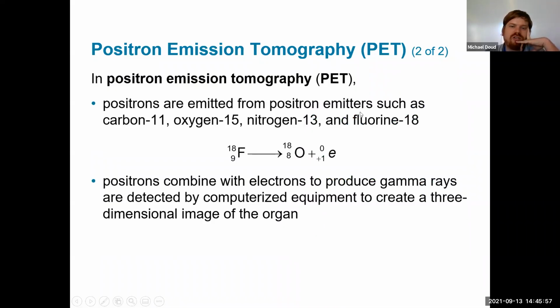Yeah, so the main way that you do this is you have positron emitters like carbon-11, oxygen-15, nitrogen-13, and fluorine-18. These positrons combine with electrons, and as I mentioned, positrons are the antiparticle of electrons. So when they hit each other, they actually annihilate each other and produce gamma rays that the detectors will then scan.